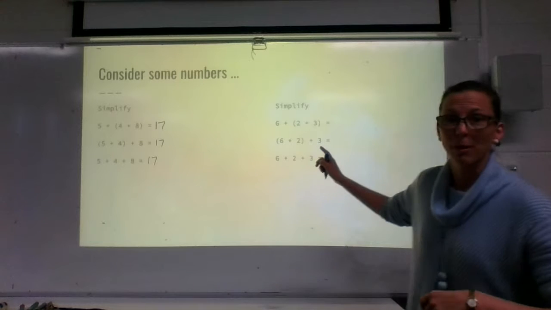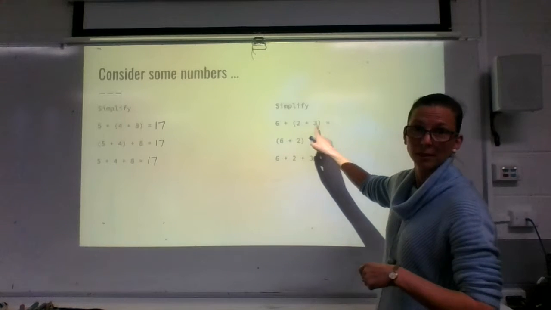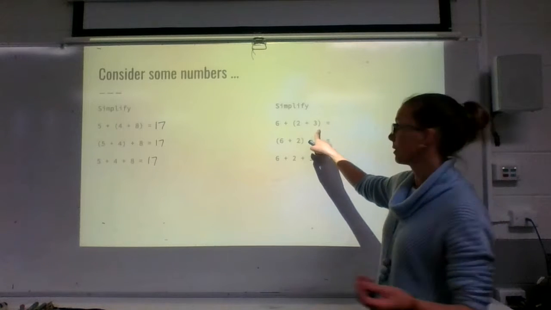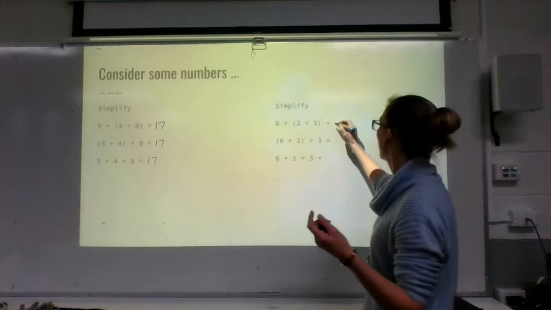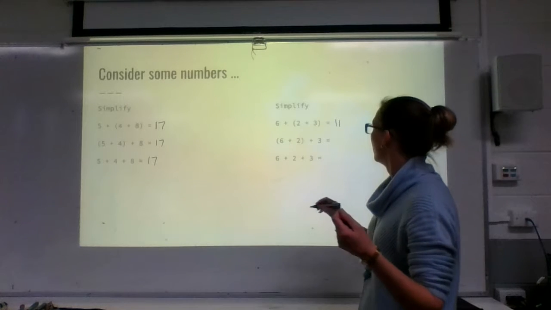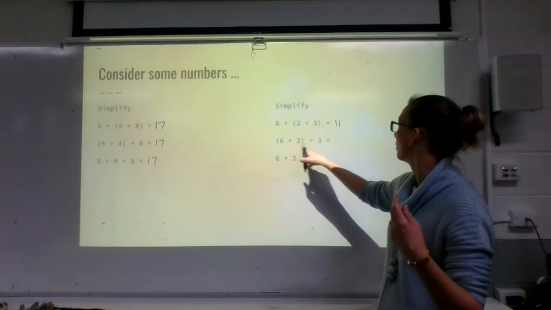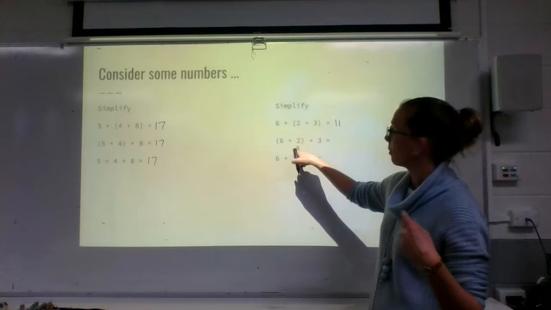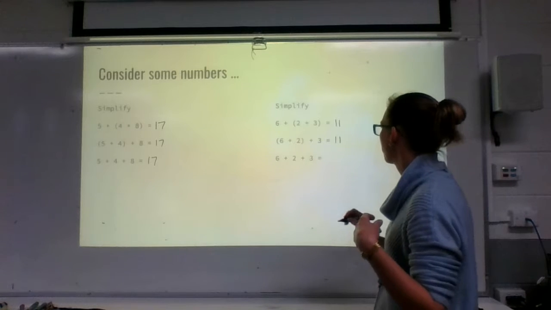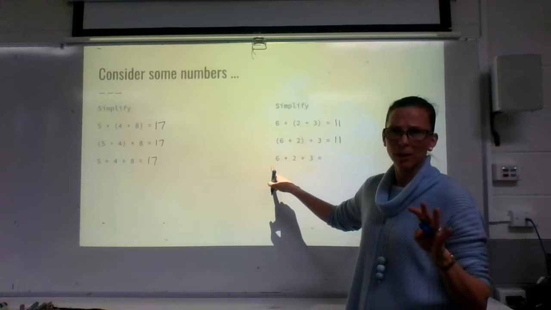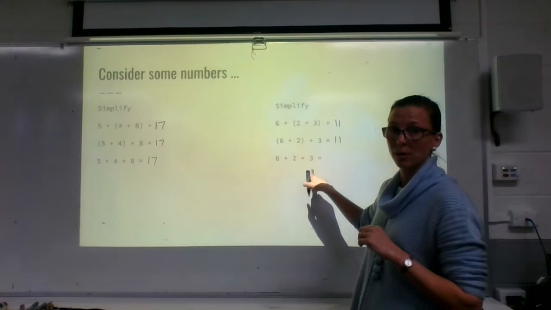Here we've got another group of numbers. 6 plus bracket 2 plus 3. So we're going to start with our brackets. 2 plus 3 is 5. Adding the 6 and we get 11. Here we've got bracket 6 plus 2, close bracket, plus 3. So start with a bracket, we've got 8 plus 3 is 11. And our final one has no brackets at all, so just add left to right. 6 plus 2 is 8, plus 3, and we get 11.